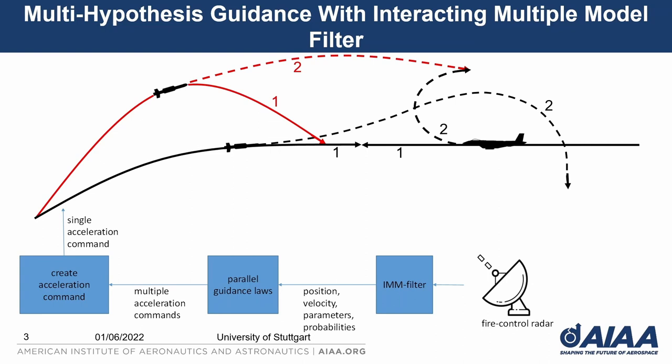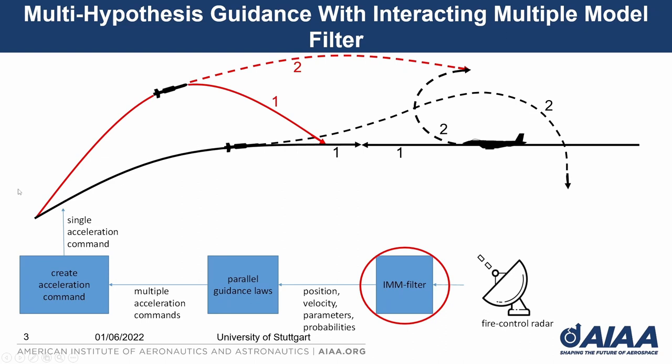The IMM filter also estimates the probabilities of the target following one of the specific hypotheses. This information is then used by the multiple parallel guidance laws, which consider their own hypotheses. They produce multiple acceleration commands, which are then in the last step fused together to create a single acceleration command that can then be executed by the interceptor.